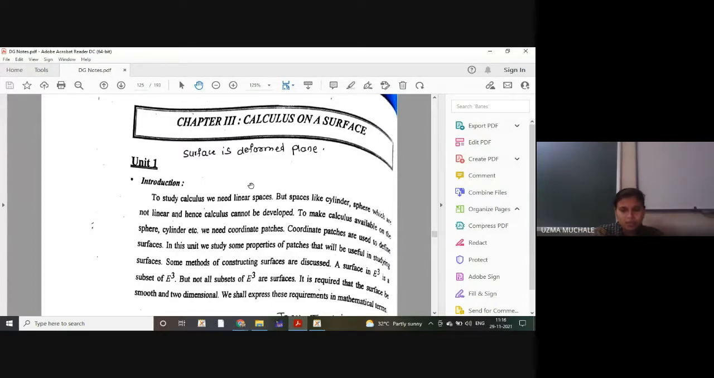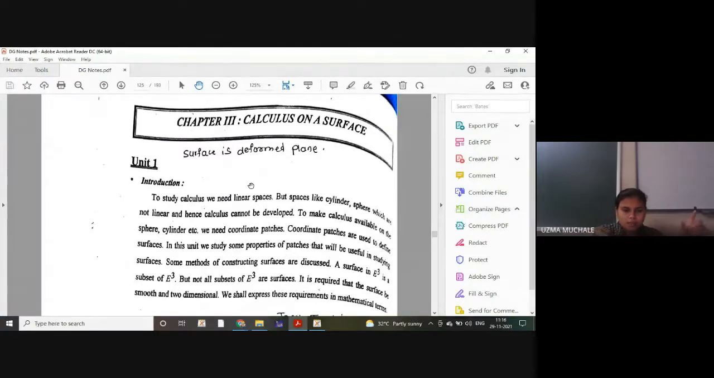Just now I told you that whenever we hear the name surface in mathematics, we imagine that a surface is something in a 3D space. So every subset of a 3D space, or E3 space, R3 space, is not a surface. I am going to prove to you later how every subset is not a surface in E3. It is required for a surface to be smooth and two-dimensional, and we shall express some requirements like this in the terms of mathematics, right?